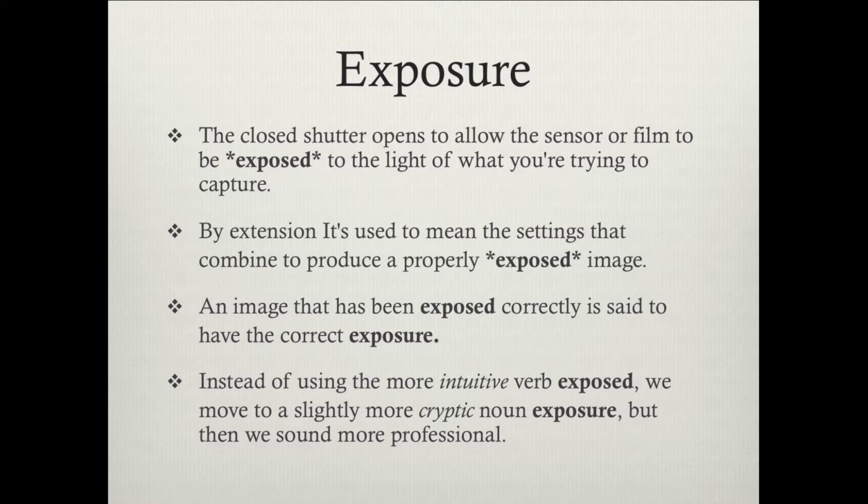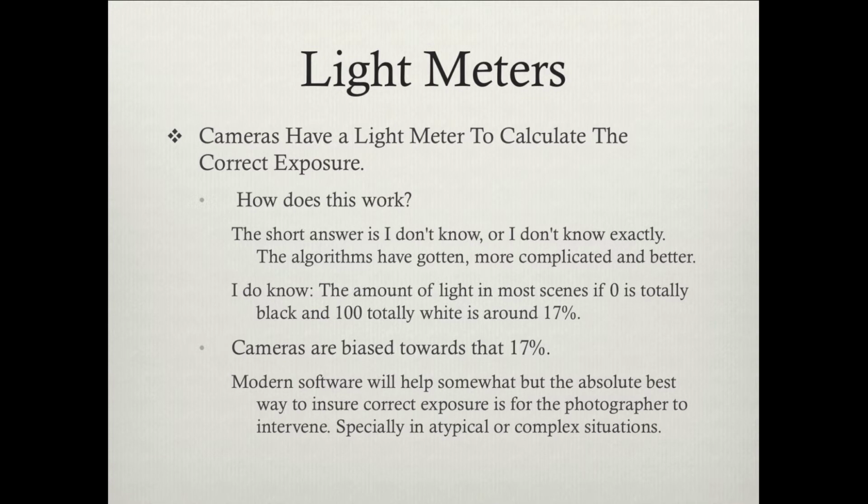By extension, the same word, exposure, means the settings. That's the ISO, that's the shutter speed, that's the aperture. A mixture of those settings is going to allow the computer in the camera to decide what those settings are so that the sensor gets the right amount of light. In order to determine how long the exposure has to be, or how wide the aperture has to be, or what ISO to use, the camera is going to use a light meter.